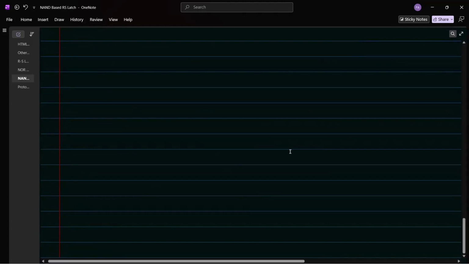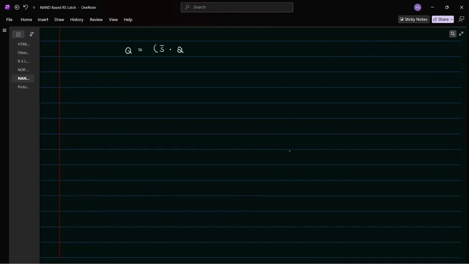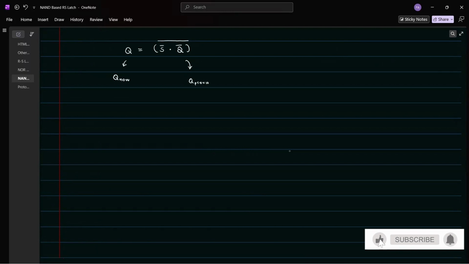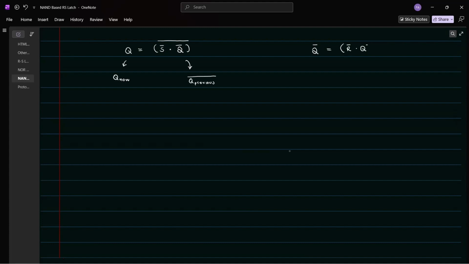Now we are going to draw the NAND-based RS latch logic circuit. First of all, let's take a look at the equations that we have. Q is equal to S bar dot Q bar, whole thing bar. Here Q is Q now, and Q bar is Q previous bar, exactly right before Q now. Similarly, Q bar is equal to R bar dot Q, whole thing bar, where Q bar is Q now bar, and this Q is Q previous.